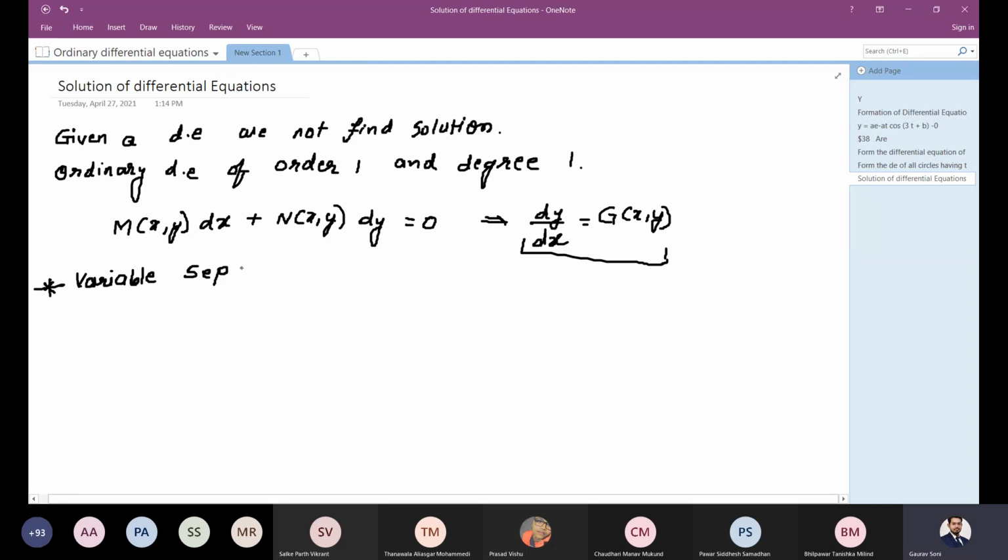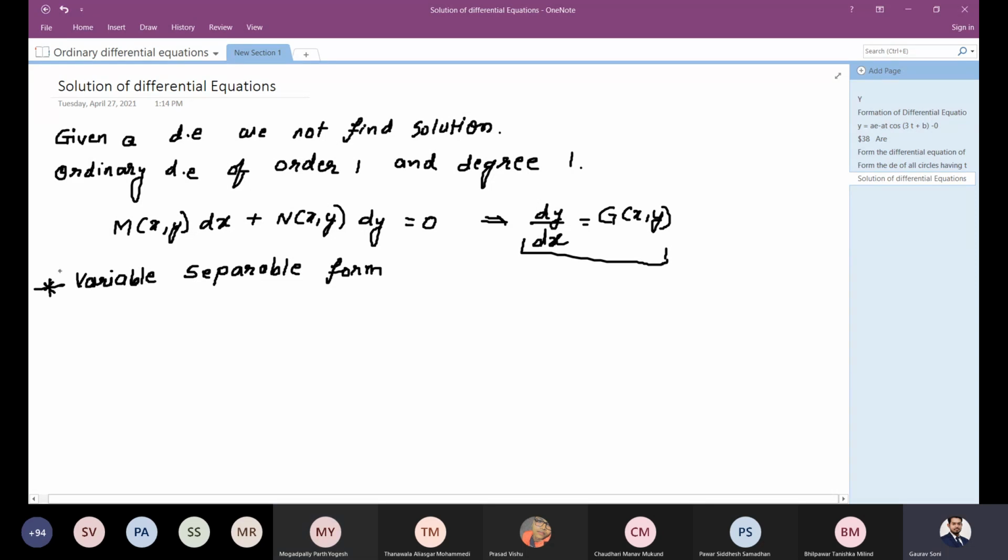This is something that you have even studied in your 12th standard. So I would like to ask you if you remember this. Anyone? What do you remember about variable separable form? Sir, we put y terms in one place and x terms in another place, and then we integrate on both sides. Yes, exactly.